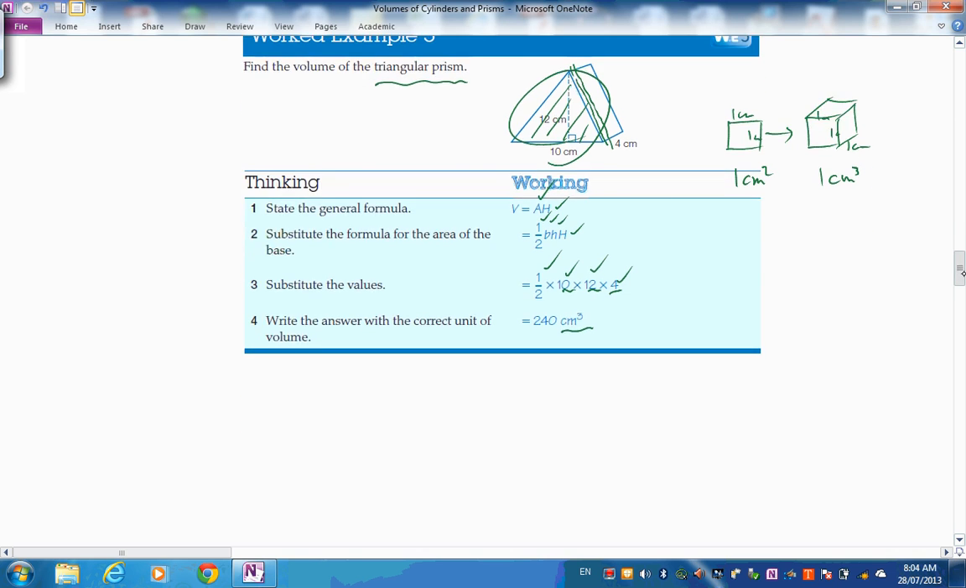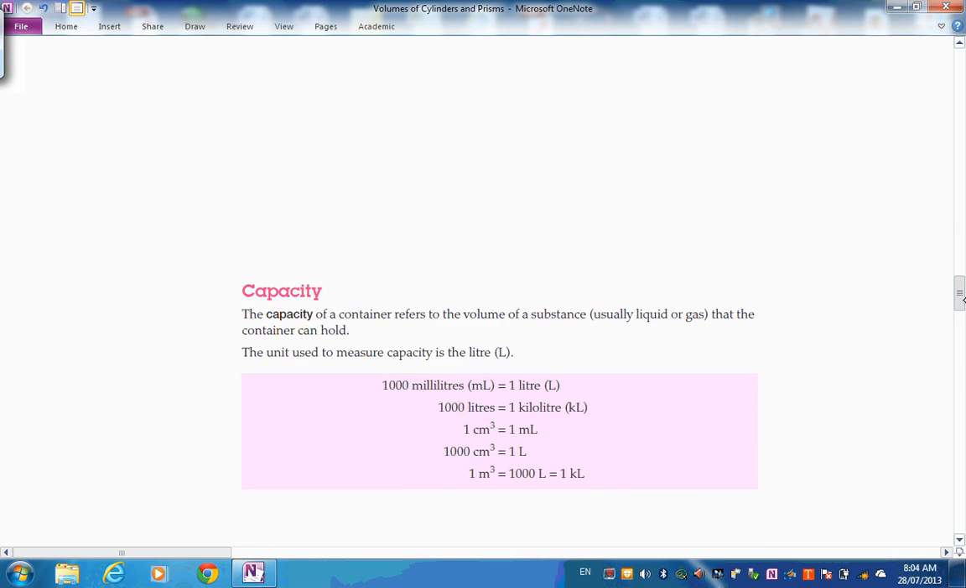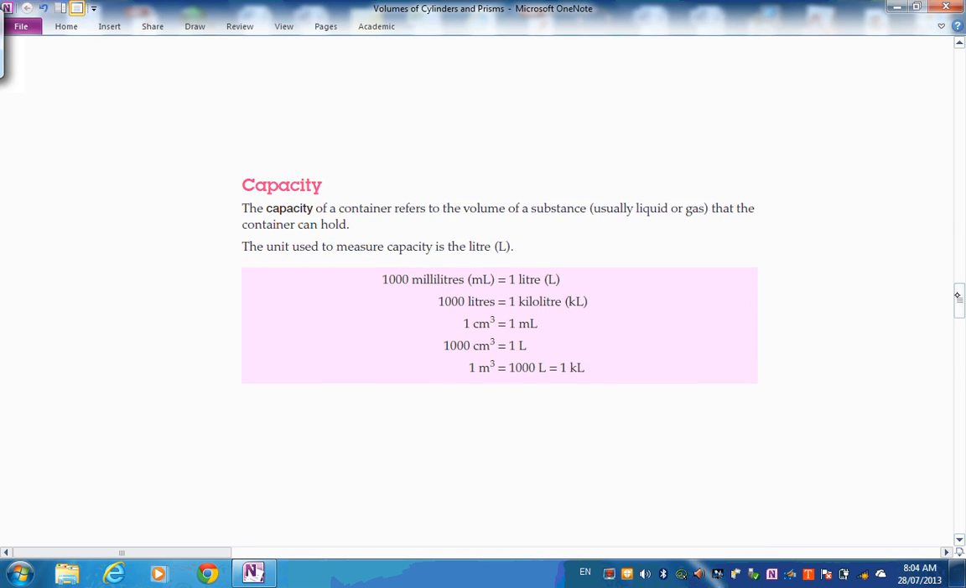Okay, come down and let's have a look at the final bit in this little presentation now, and we're going to talk about the capacity. So a little bit different. We've been talking about measuring the space inside a three-dimensional shape, and that's centimetres cubed, and now we're going to say how much volume or amount of liquid or gas can the container hold.